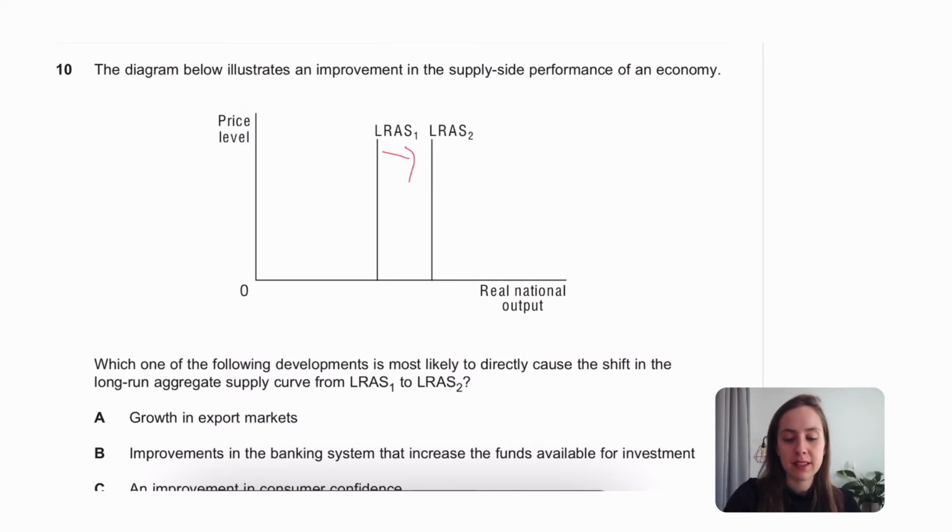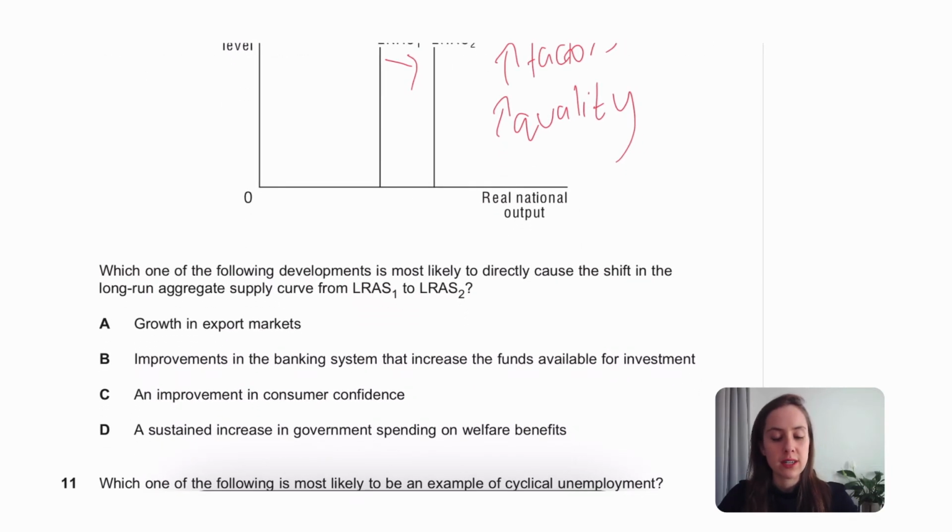We have an increase in the long run AS, which is because of more factors of production, or because they are higher quality, such as education, such as training, such as more new technologies. So we're looking for something that increases factors or quality. So A doesn't seem very relevant, I'm going to ignore it.